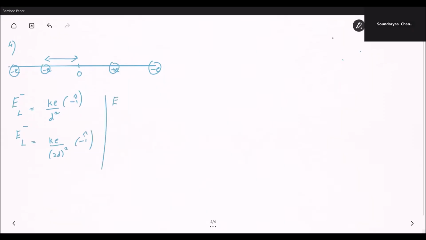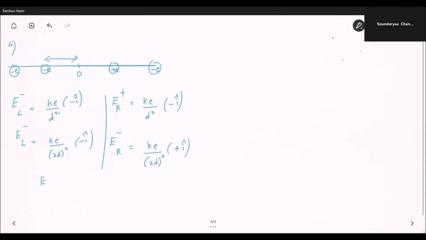And then the electric field at the center O due to the positive charge present on the right side is equal to Ke by d square into, the direction of the electric field due to a positive charge will be radially outward, so it is minus i cap. And then the electric field due to the negative charge present on the right side, which is at a distance 2d, is Ke by 2d the whole square into plus i cap, because it is radially inward.